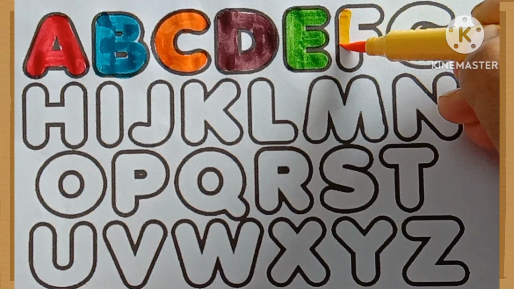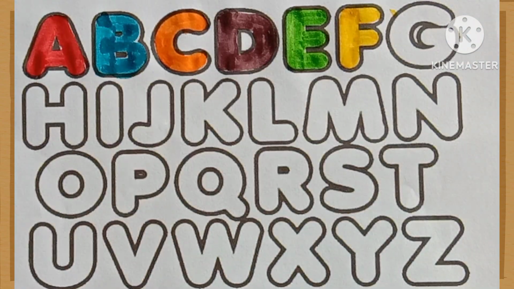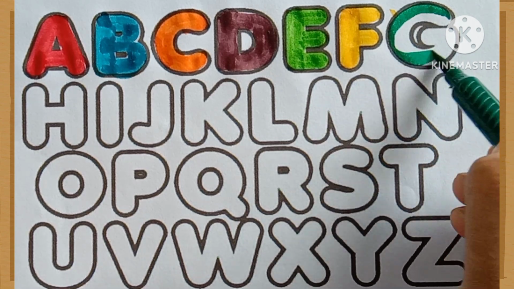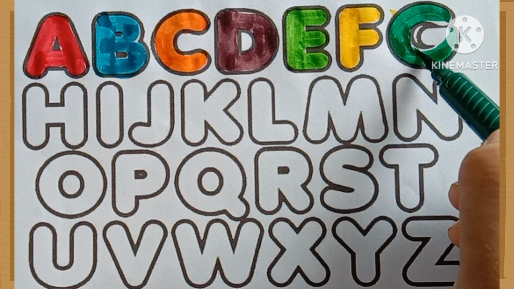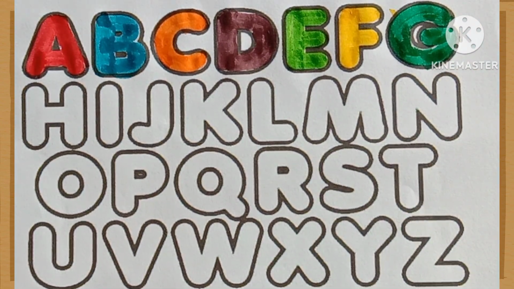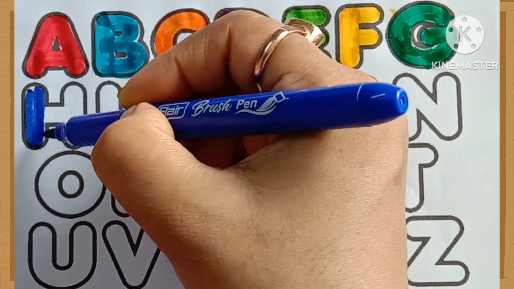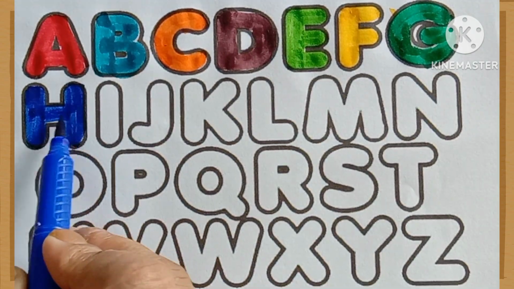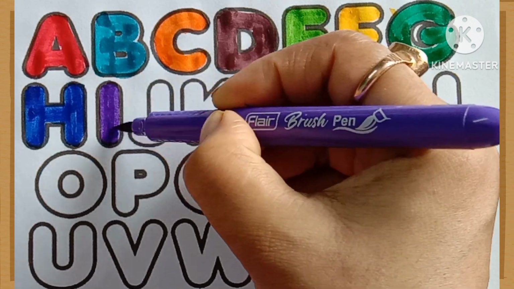F. F for flower. G. G for gorilla. H. H for horse. I. I for iron.